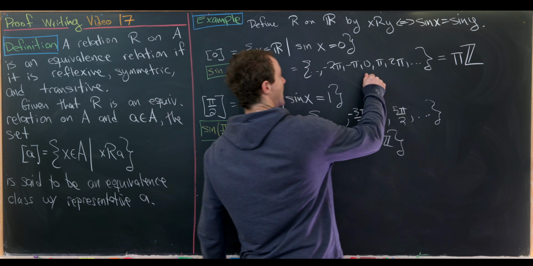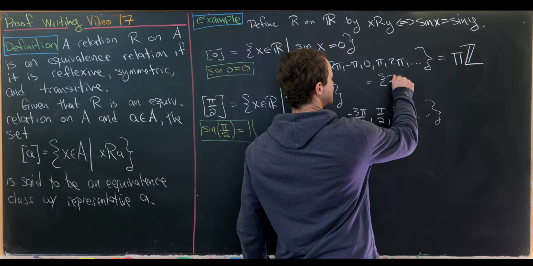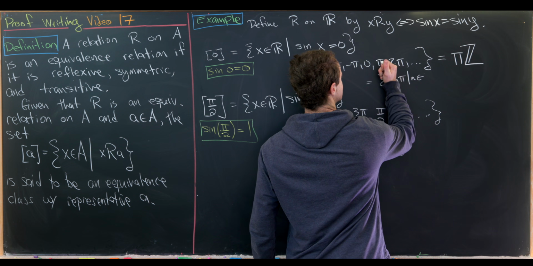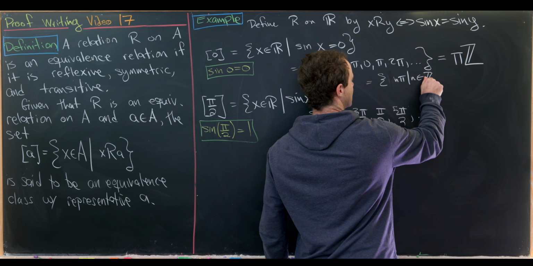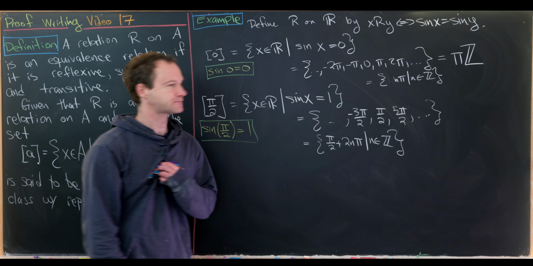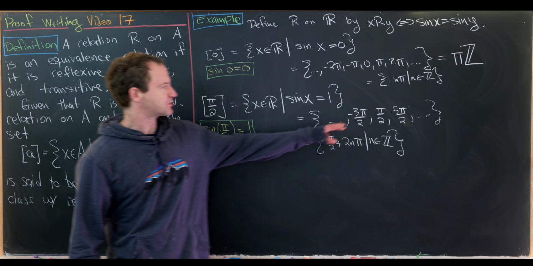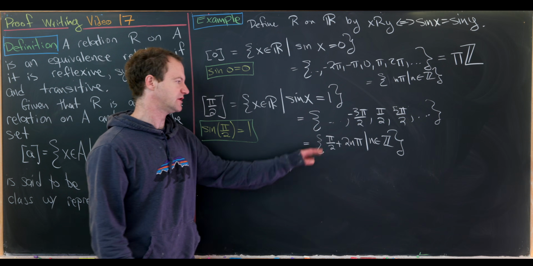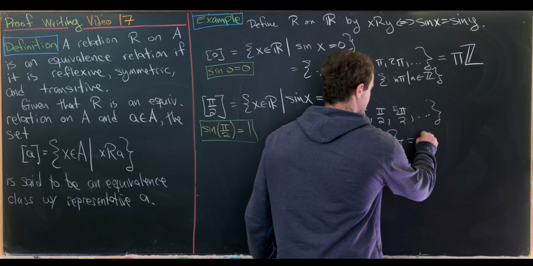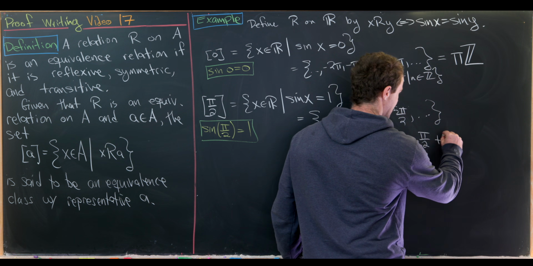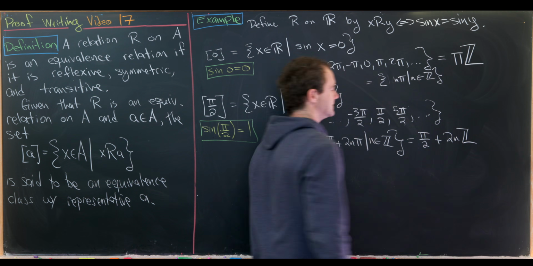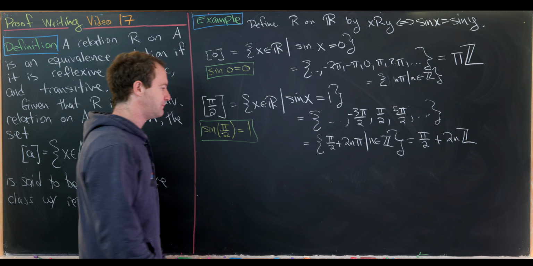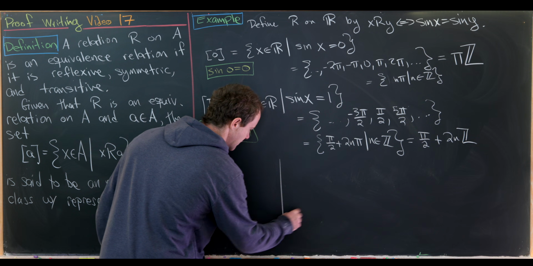And I guess likewise, you could write everything up here as n pi as n runs through all integers. And taking inspiration from this sort of fancy algebraic way of writing this set, we could do the same thing down here. It would look like pi over 2 plus 2n pi, with n ranging over the integers. Okay, nice. But we can actually make a picture of what's going on here.